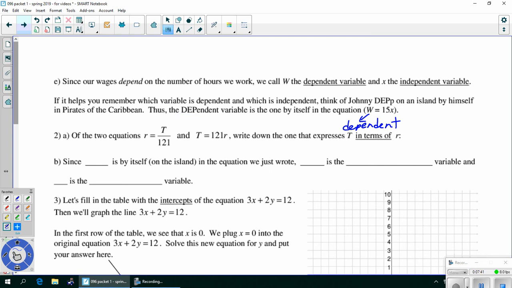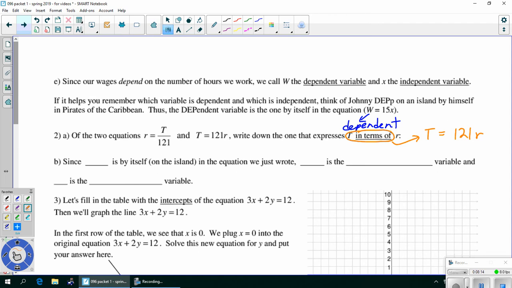Okay, so then in question 2 of the two equations, R equals T over 121 and T equals 121R, write down the one that expresses T in terms of R. T in terms of R. So remember, T in terms of, I don't even need to see the other letter, immediately tells me T equals. So I guess that means that T equals 121R is the equation that expresses T in terms of R. This other equation expresses R in terms of T, which is all well and good, but not what we're after here.